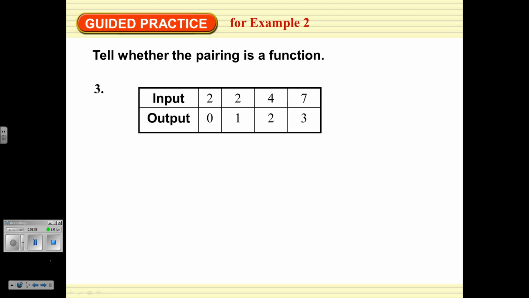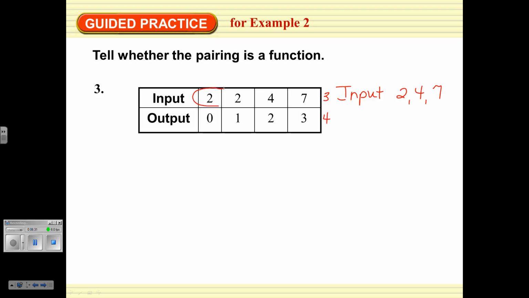Okay, so this next one, tell whether it's a function. Again, if we listed our inputs over here, we would have 2, 4, 7. So we would have 3 inputs. And our outputs, we would have 0, 1, 2, 3. So we would have 3 inputs and 4 outputs. We can't have that.